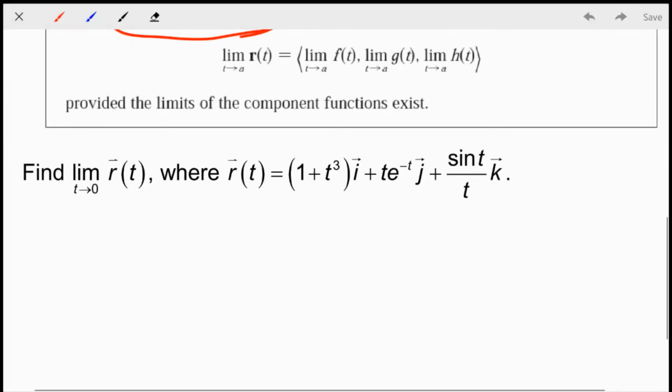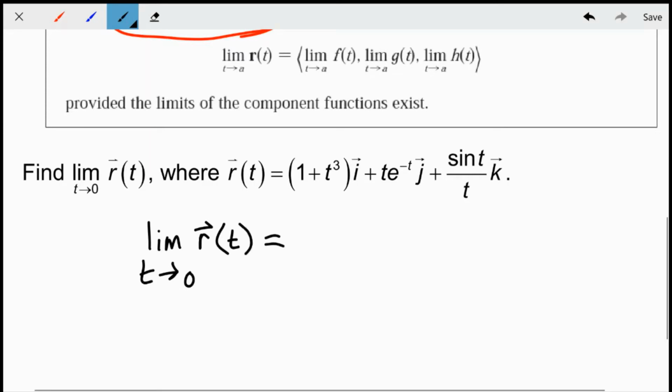Okay, so for this first example, what I'm going to do is take the limit of a vector function here, r of t. And you can see that r of t has been defined. I've got an I component, a j component, and a k component. So essentially, when I take this limit as t approaches 0, I'm going to write this in component form.